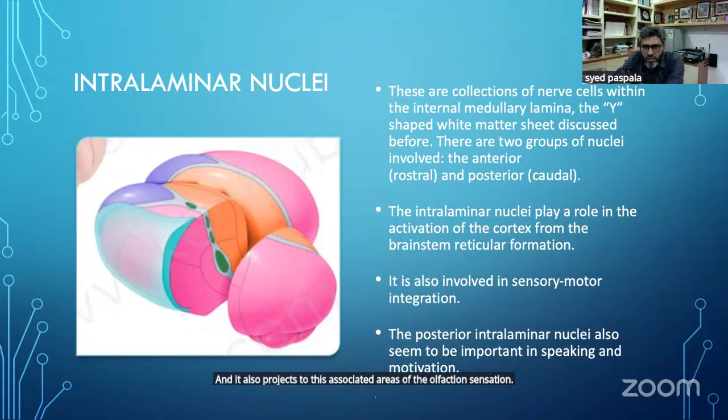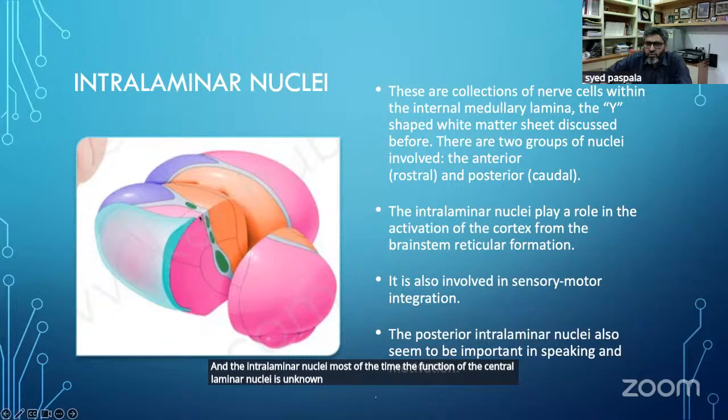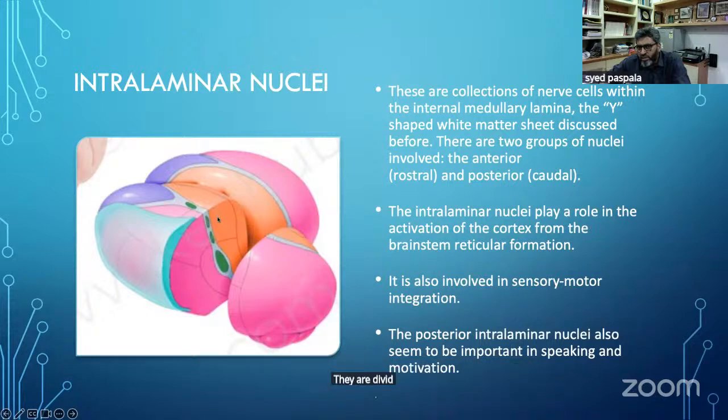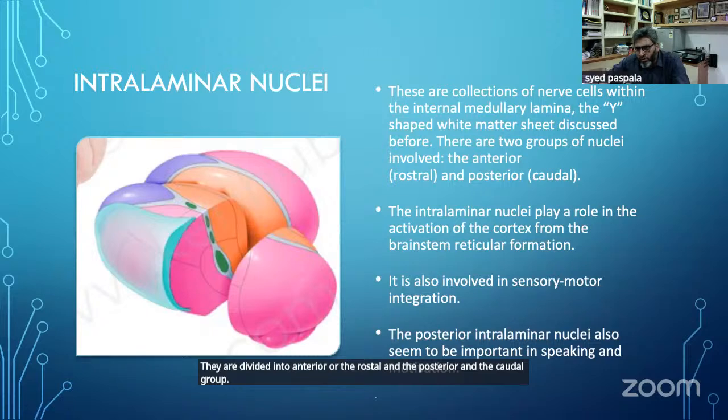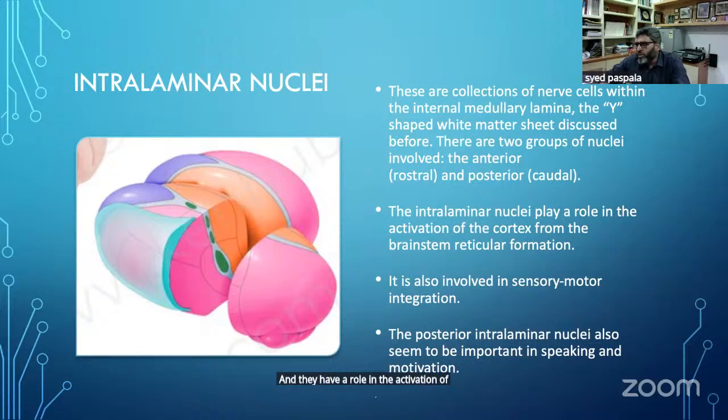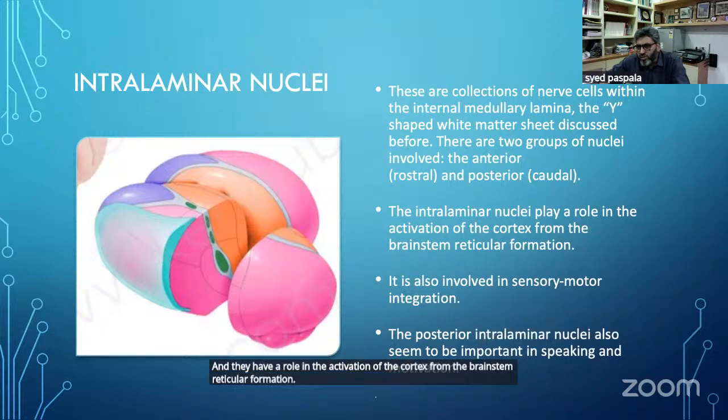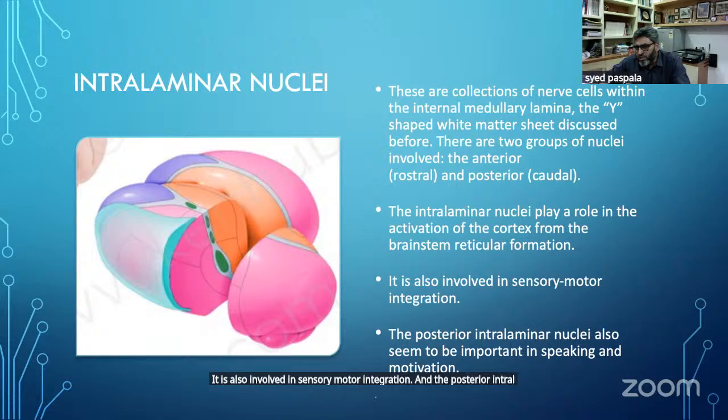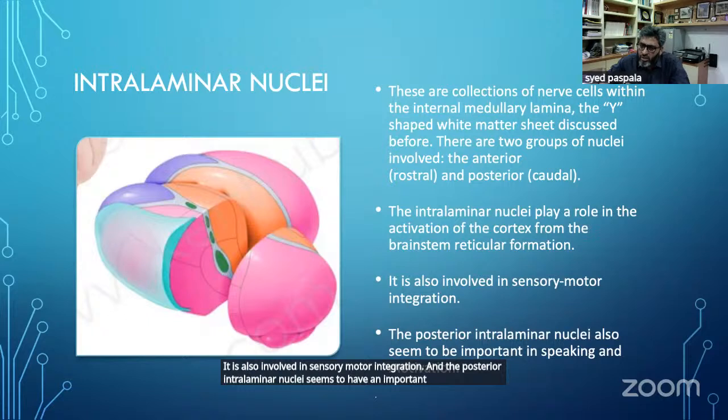And the intralaminar nuclei. Most of the time the function of these intralaminar nuclei is unknown, and there are various groups of intralaminar nuclei. They are divided into anterior or rostral and posterior or caudal groups, and they have a role in the activation of the cortex from the brainstem reticular formation. It is also involved in sensory motor integration, and the posterior intralaminar nuclei seem to have an important effect on speaking and motivation.